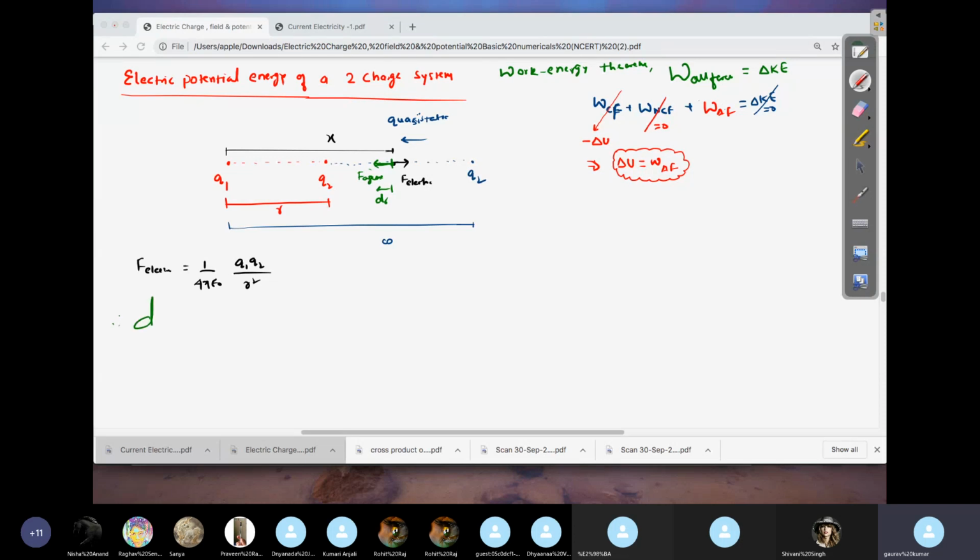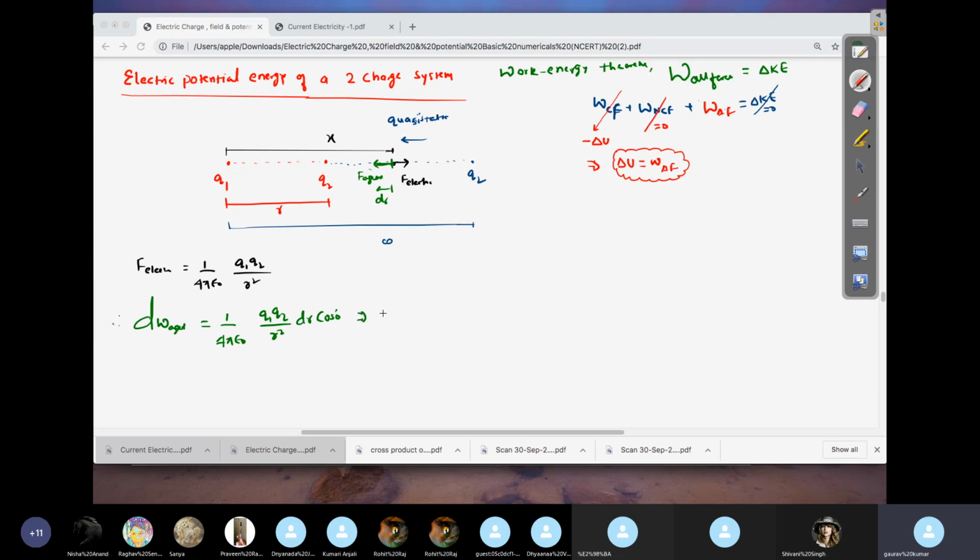So small work done by agent will be given as what? Force, that is 1 by 4 pi epsilon naught Q1 into Q2. I may take slightly longer to complete this topic, but trust me, I'll try to teach you a very refined format of these concepts, which will help you everywhere. 1 by 4 pi epsilon naught Q1 Q2 by R square into dr into cos 0, because both are in the same direction. Cos 0 degree is 1. So you'll get dW by agent.